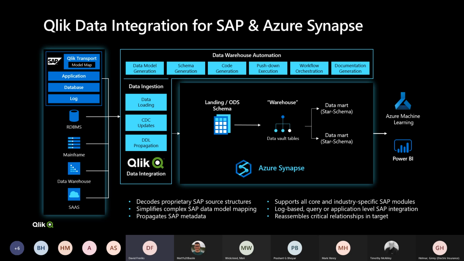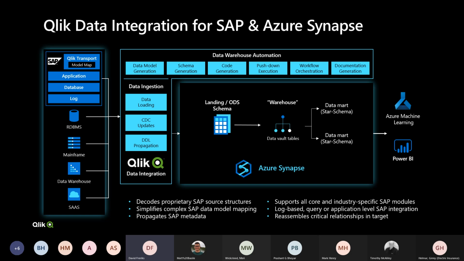Then we're going to apply on top of that the data model generation. And we're going to create the schemas. We'll generate all the SQL. We'll push that back down to Synapse to do the processing. And then we'll generate the documentation. We've got workflow orchestration. And at the end of it, we've gone from a pile of SAP data, and that's loosely coupled, very complex, very disorganized, and now it's been normalized into this really clean, easy to use, analytics ready data mart with a fact and common dimensions.